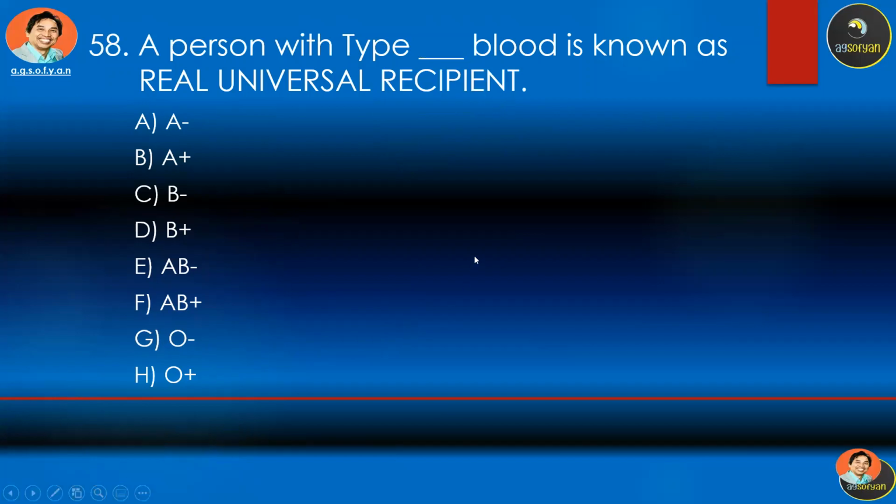A person with type blank blood is known as the real universal recipient. Okay, again, AB is a universal recipient and plus is also a universal recipient. So the combination between AB and plus becomes the real universal recipient, which is AB plus.